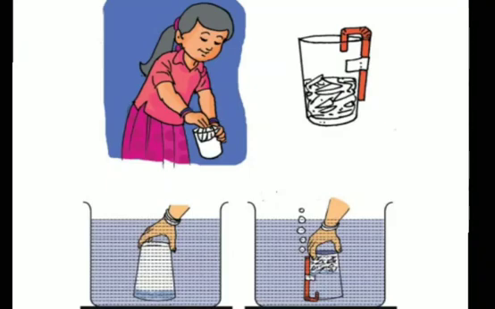In the first tumbler, there was no provision for the air to escape. So it was contained in the glass itself, and water will not be able to occupy there. That's why only a little amount of water went inside. So this experiment proves that air needs space to occupy.